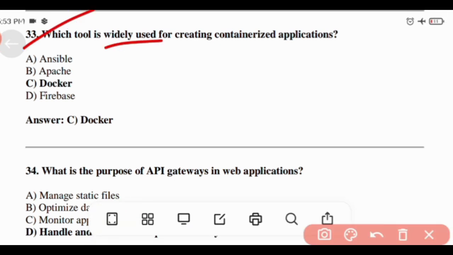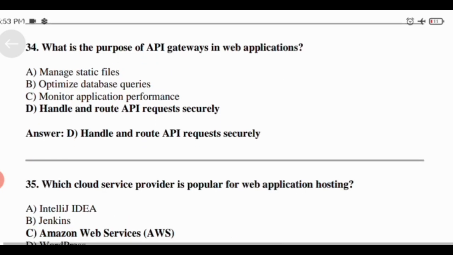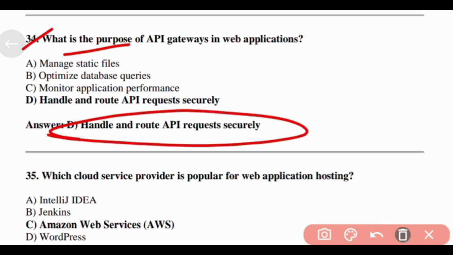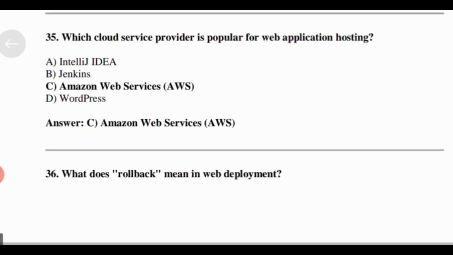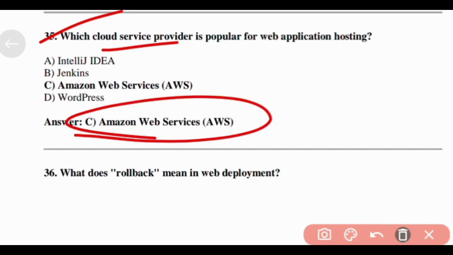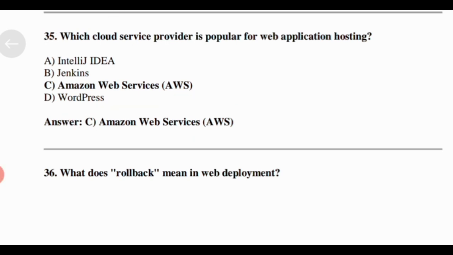Which tool is widely used for creating containerized applications? Docker. What is the purpose of API gateways in web applications? Handle and route API requests securely. Which cloud service provider is popular for web application hosting? Amazon Web Services.